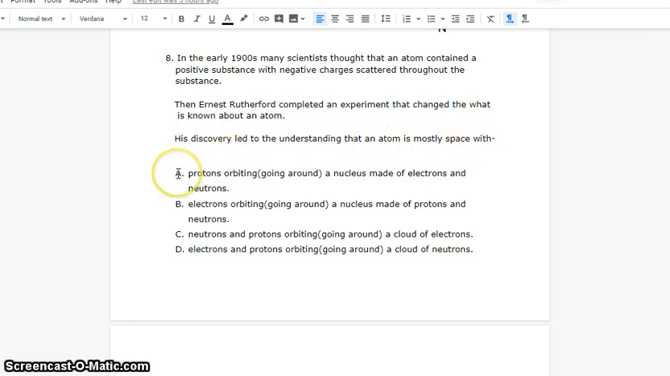So which of these describes an atom? Is an atom A, protons orbiting a nucleus made of electrons and neutrons? B, electrons orbiting a nucleus made of protons and neutrons? C, neutrons and protons orbiting a cloud of electrons? It is not D.